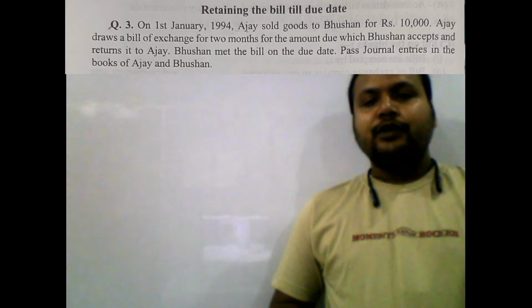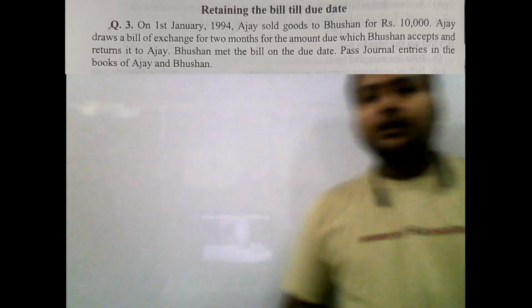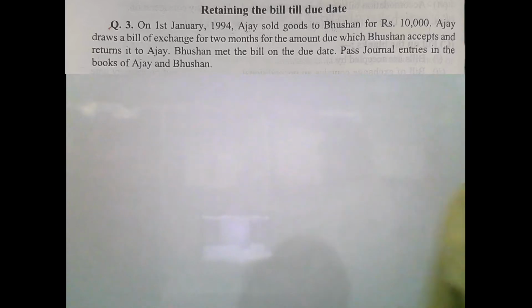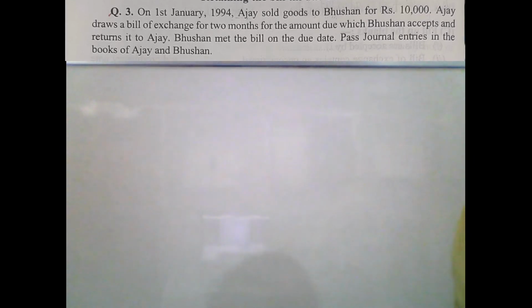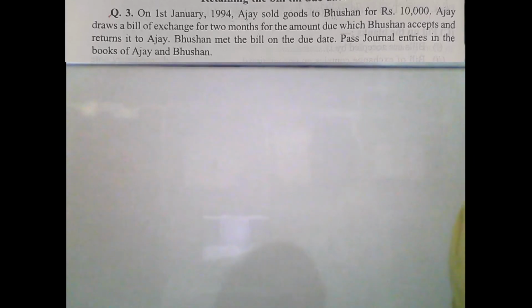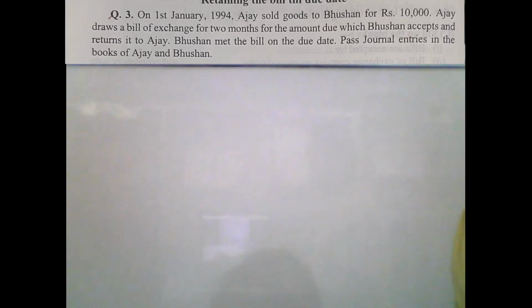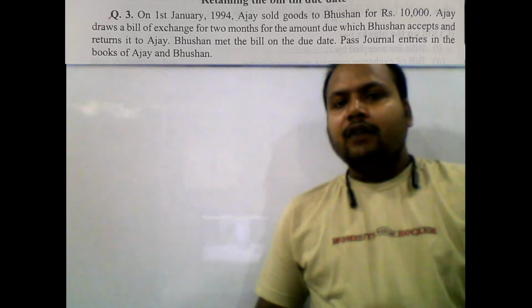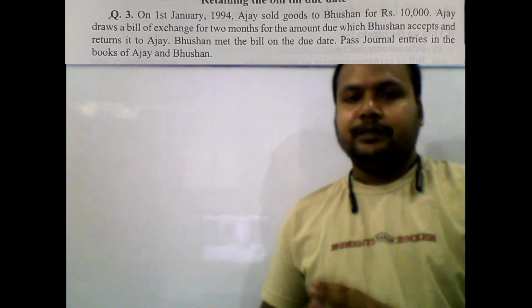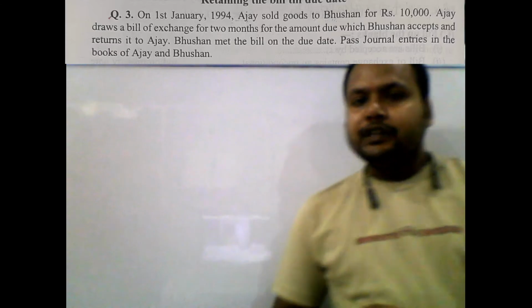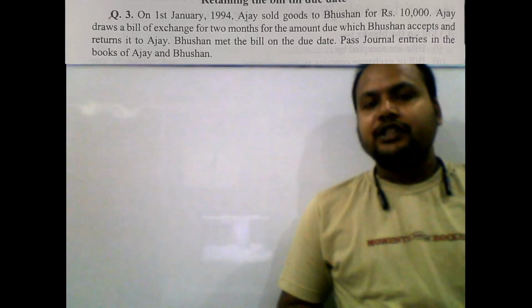So in this situation you can see the question number 3. According to the question number 3, on 1st January 1994 Ajay sold goods to Bhushan for rupees 10,000 and Ajay draws a bill of exchange for 2 months for the amount due, which Bhushan accepts and returns to Ajay. Bhushan met the bill on the due date. Pass journal entries in the books of Ajay and Bhushan.